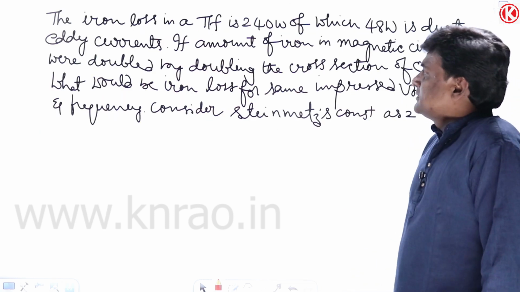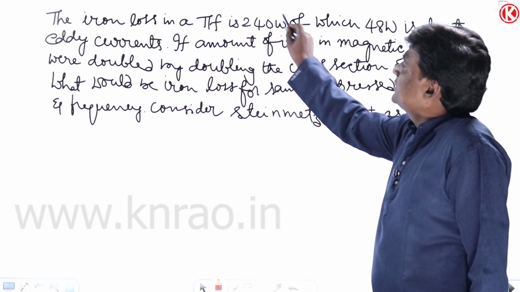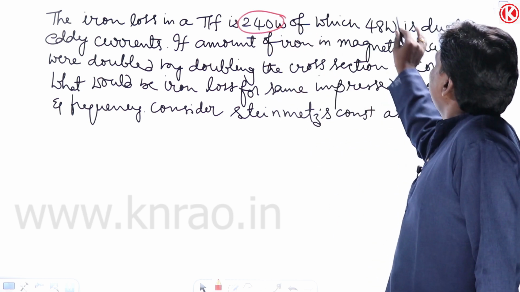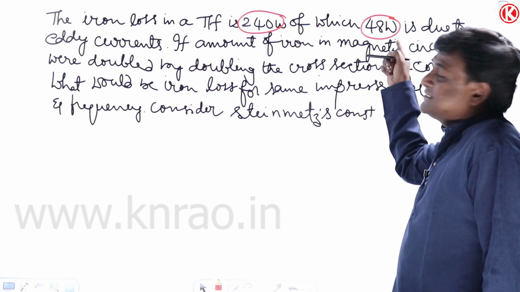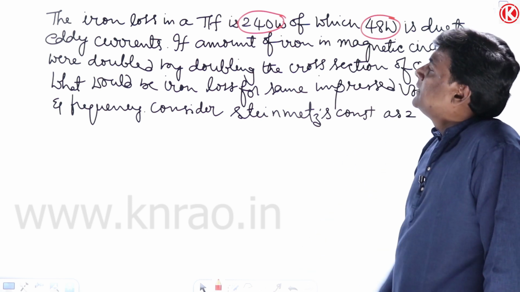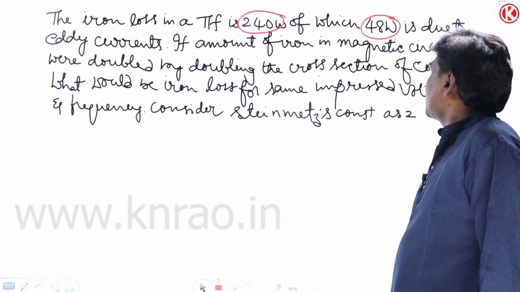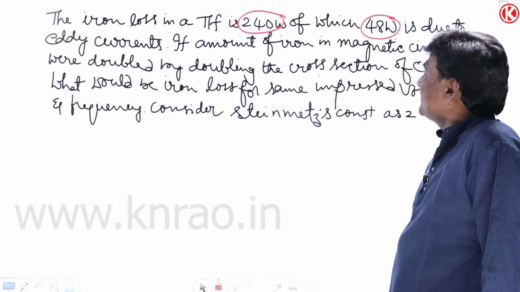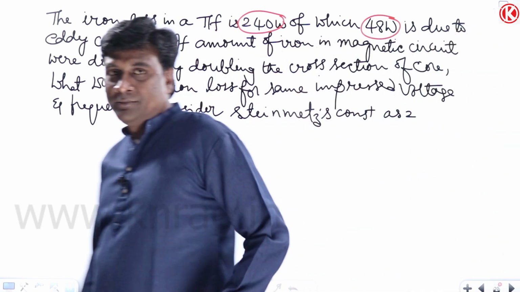See, such a beautiful problem. The iron loss in a transformer is 240 watt, out of which 48 watt is eddy current. Already I said in our sessions, right? Eddy current losses should be less and hysteresis losses will be more. Now if the amount of iron in the magnetic circuit were doubled by doubling the cross section area of the core, what would be the iron loss for the same impressed voltage and frequency? Consider Steinmetz constant as 2.